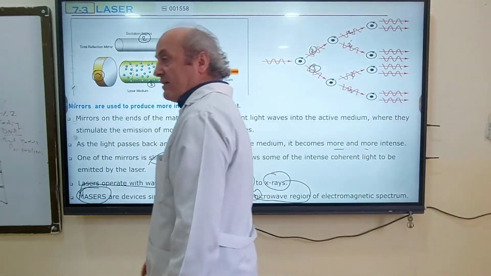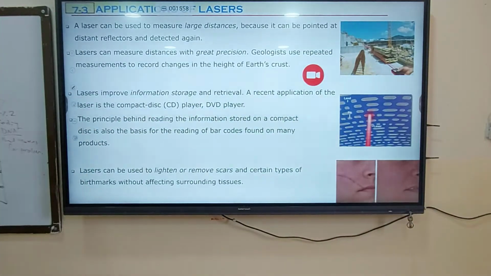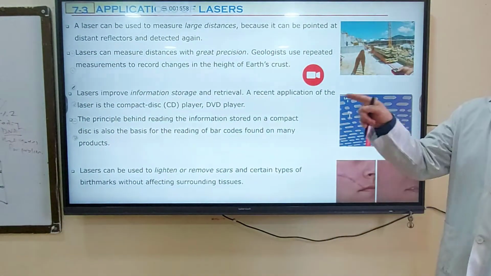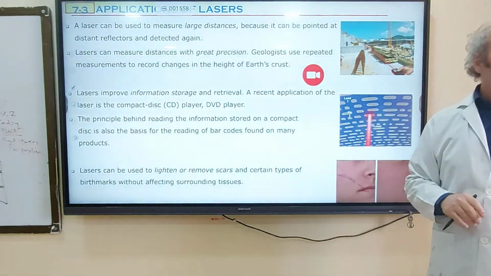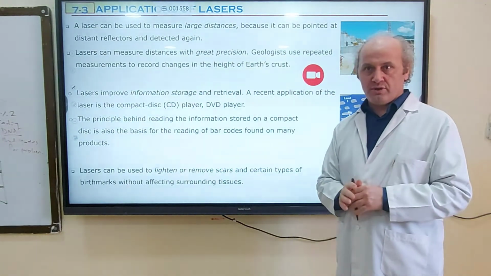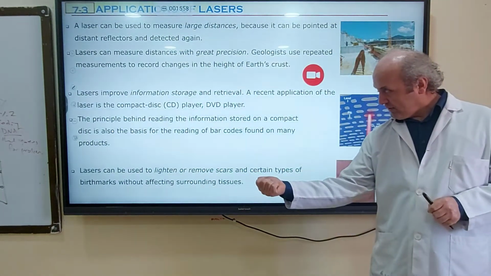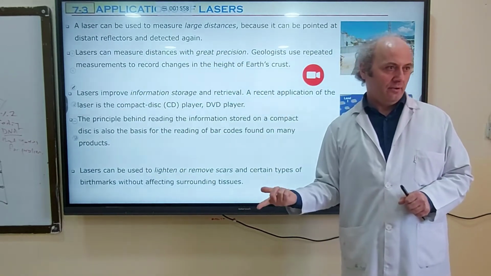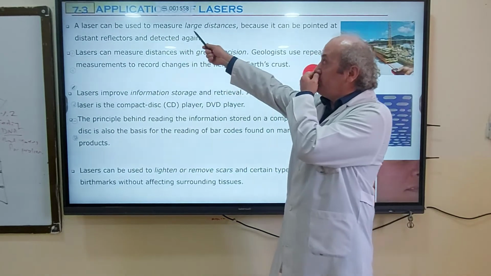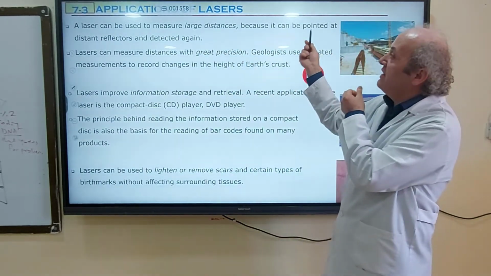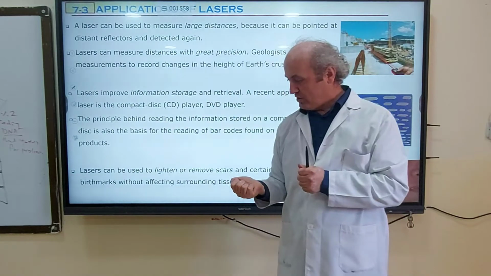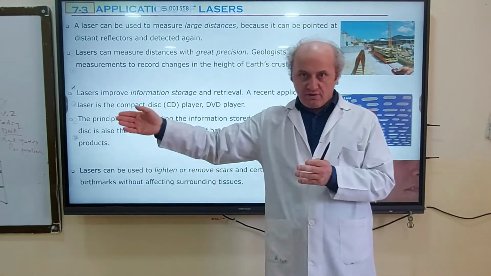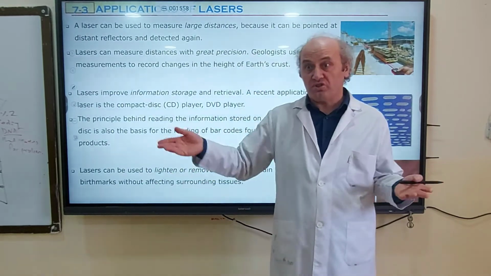Lasers are very important devices. They are used in a very wide range. For example, because they are one directional, they can travel very long distances and it is very easy to measure distance with lasers. Now they are pointing the laser just like this at the wall and quickly finding the distance between the wall and you. So lasers can be used to measure large distances because they can be pointed at distant reflectors. You send a light, there is a mirror that reflects it, and because it travels with the speed of light, you can easily measure the distance.